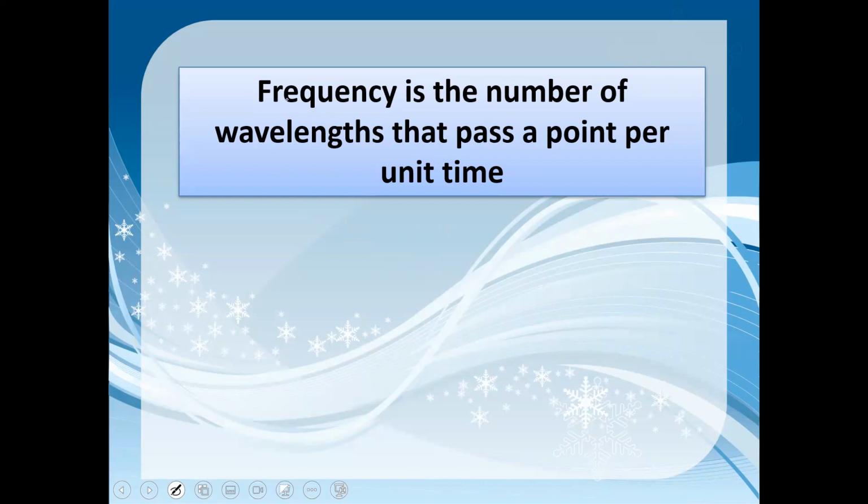Now, look at the definition. Frequency is the number of wavelengths that pass a point per unit time. It is the number of cycles in 1 second. So you have to copy the definition.